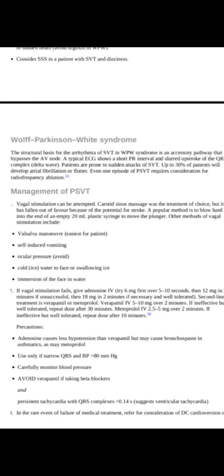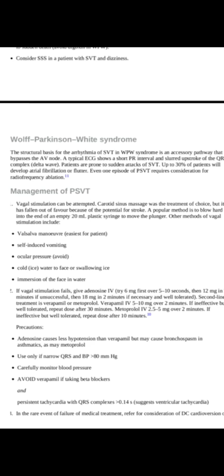If in a patient all the vagal stimulation fails, the next step is adenosine. We can repeat adenosine 3 times. If the patient has asthma, we have to avoid adenosine as it can cause bronchospasm. So in a patient with asthma, we prefer to give verapamil.